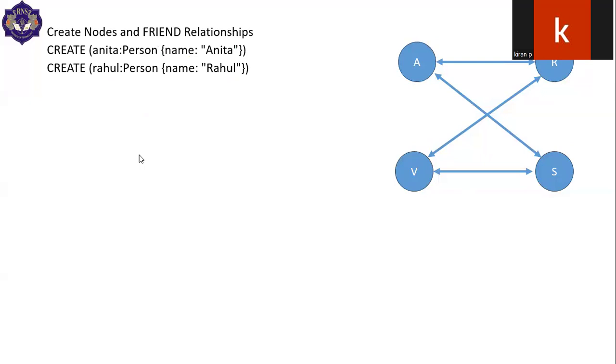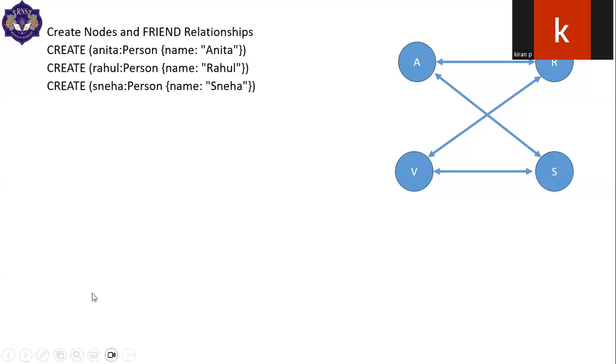So similarly, I'll create Rahul. So we have created A, R. A represents Anita, R represents Rahul. So Rahul is a person. Within that, I have a key value pair. Name is the key, Rahul is the value.